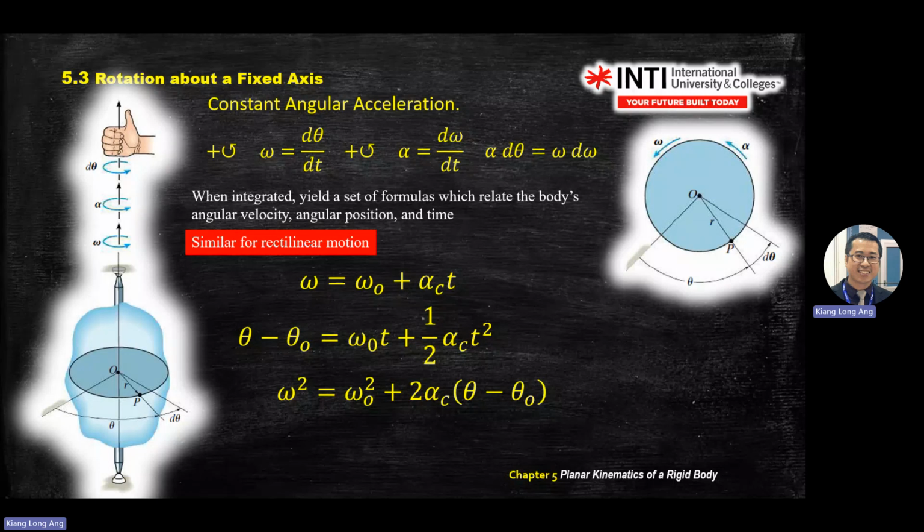As long as you see there's a constant angular acceleration, then you can use these 3 to solve any unknown. Now you should be able to identify whether the question is constant acceleration or not. If your velocity changes with an equation and your acceleration changes, these 3 cannot be used because your acceleration is changing. Okay. All right.